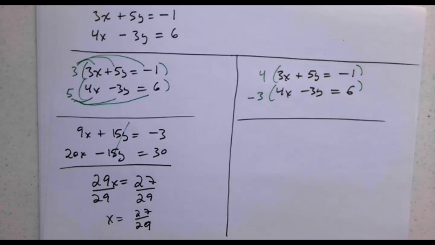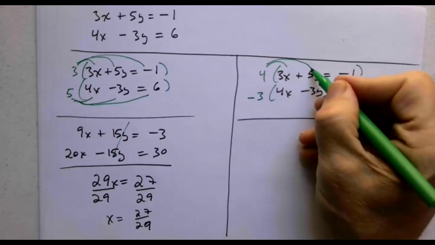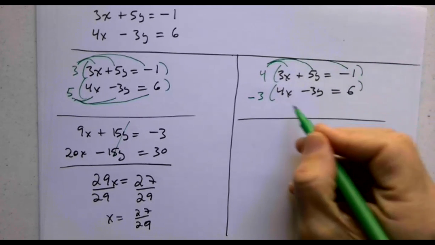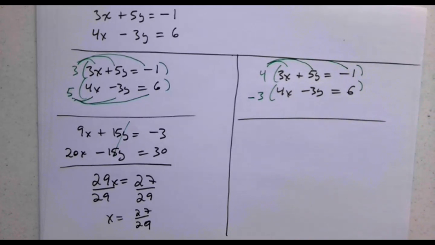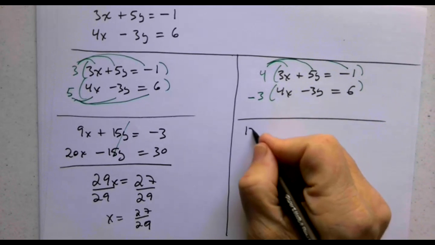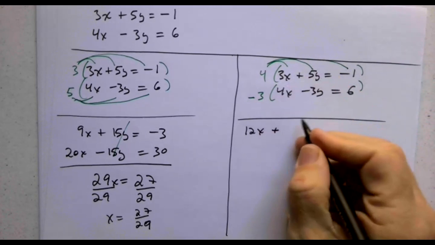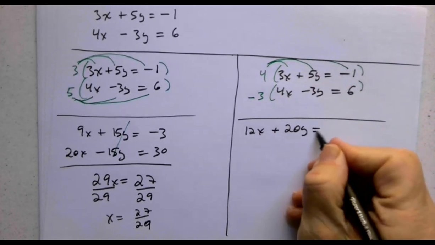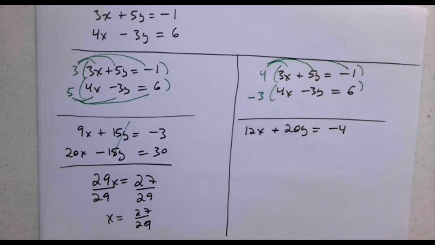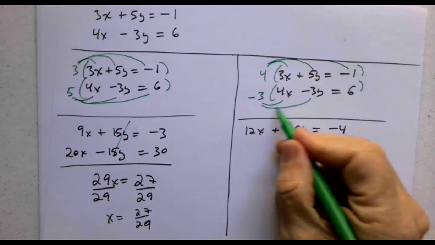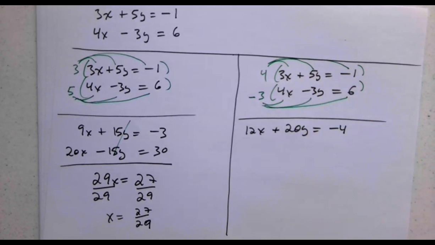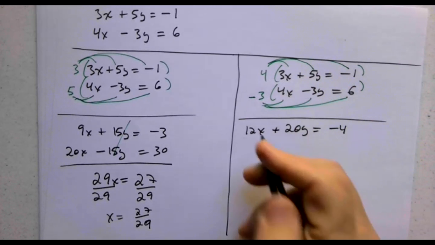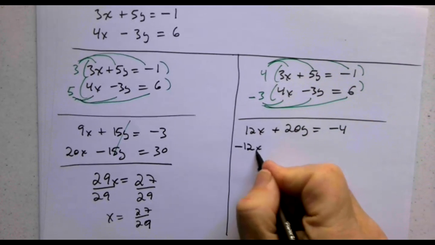Distributing accordingly, do not forget to distribute to the right side. 4 times 3x, 4 times 5y, 4 times negative 1. 4 times 3x is 12x. Plus 4 times 5y is 20y, equals 4 times negative 1 is negative 4. Negative 3 times 4x, negative 3 times negative 3y, negative 3 times 6. Negative 3 times 4x is negative 12x, which is good because the x's disappear.